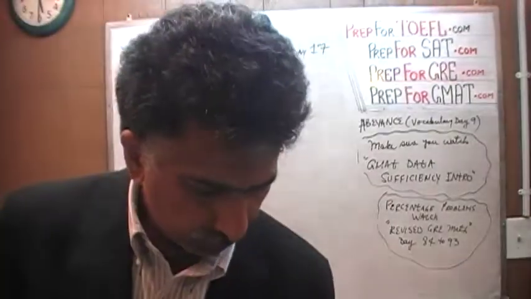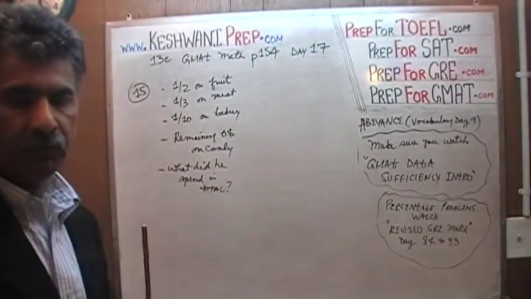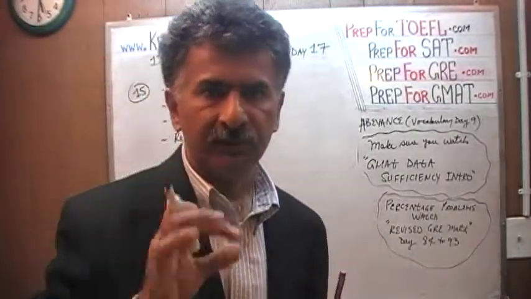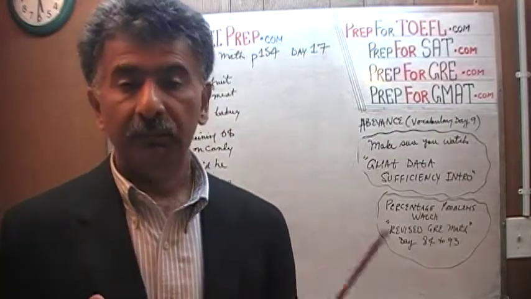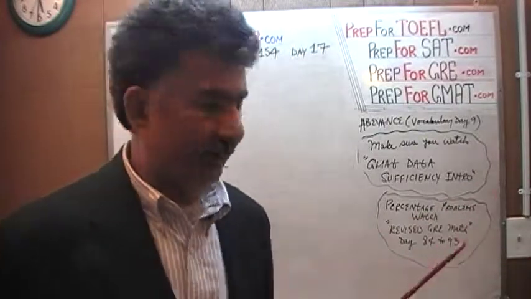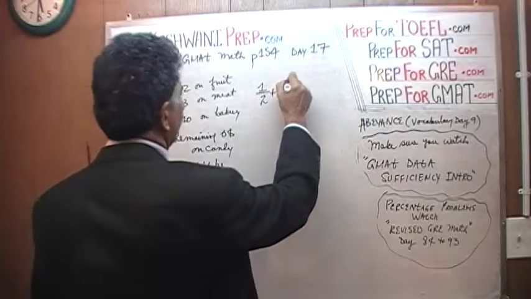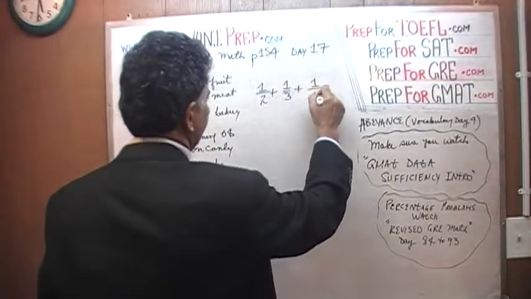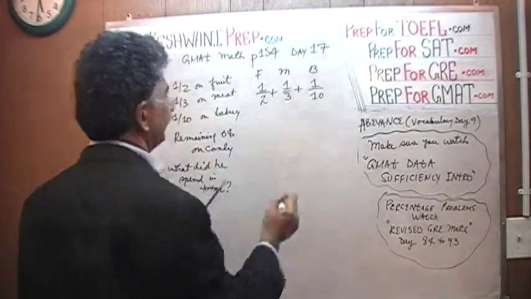So let's find out these fractions that they're giving us, the half and the third and the tenth. Let's see what it adds up to as a fraction of his total amount. And once we have that total fraction, 1 minus that total fraction will be the fraction that he spent on candy. And we know that that fraction is worth $6. Let's do it here. 1/2 plus a third plus a tenth. So that's your fruit, this is your meat, and this is your bakery.